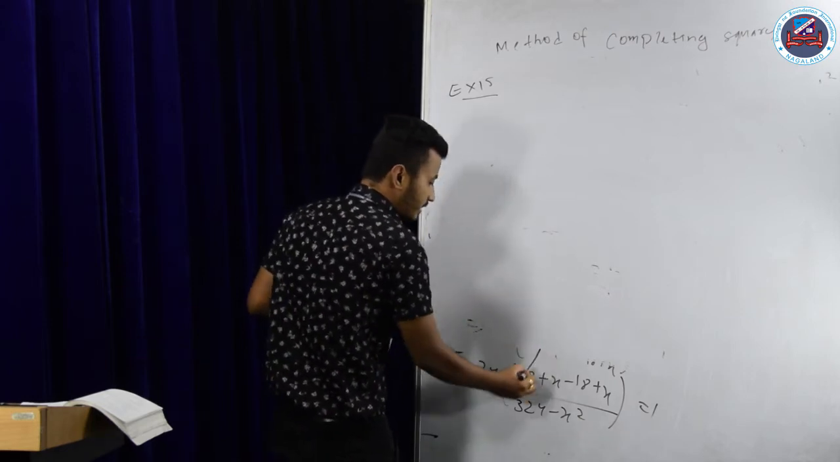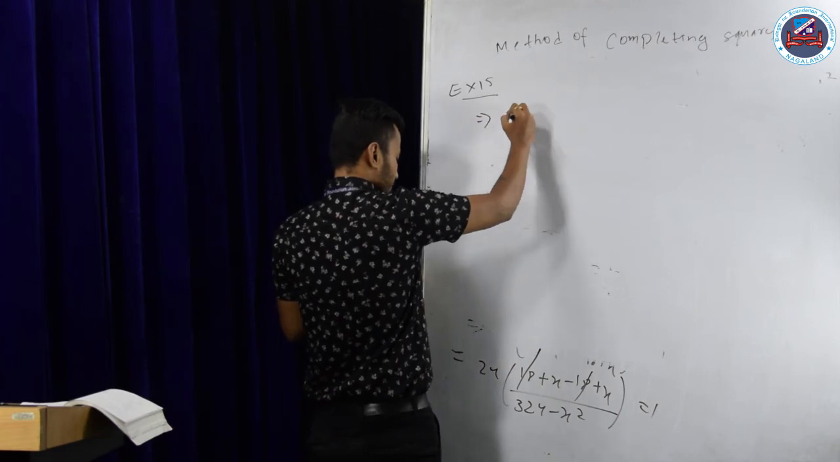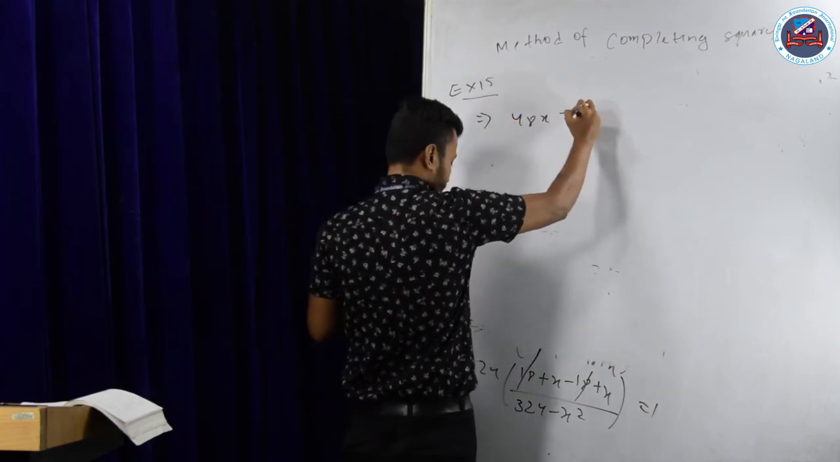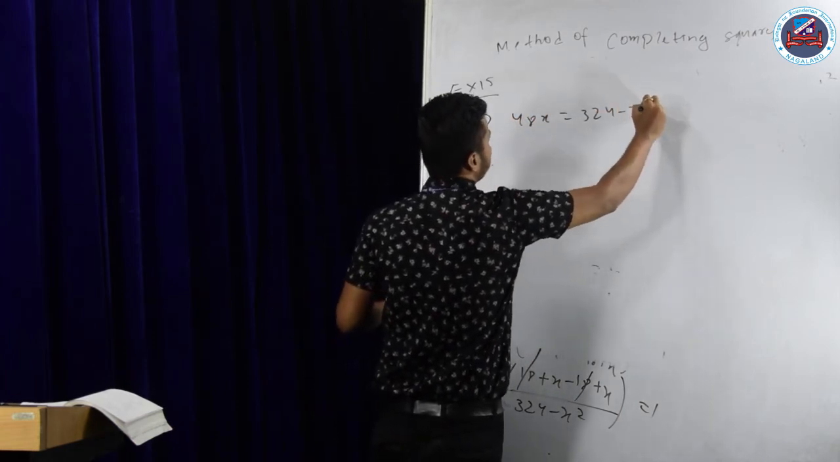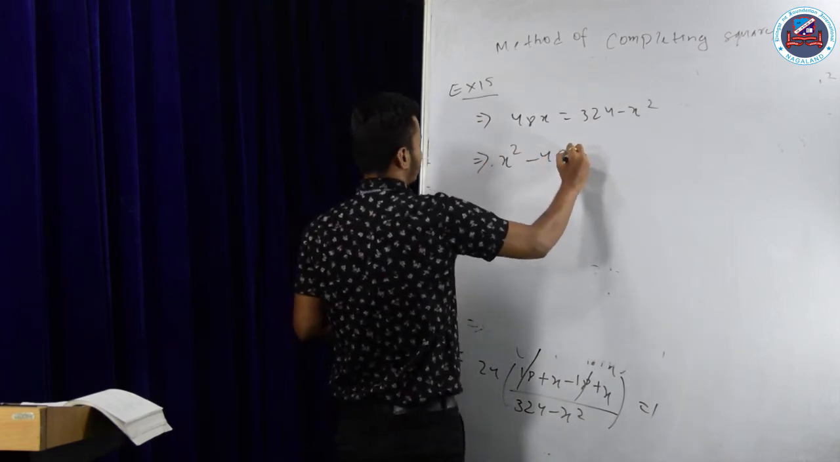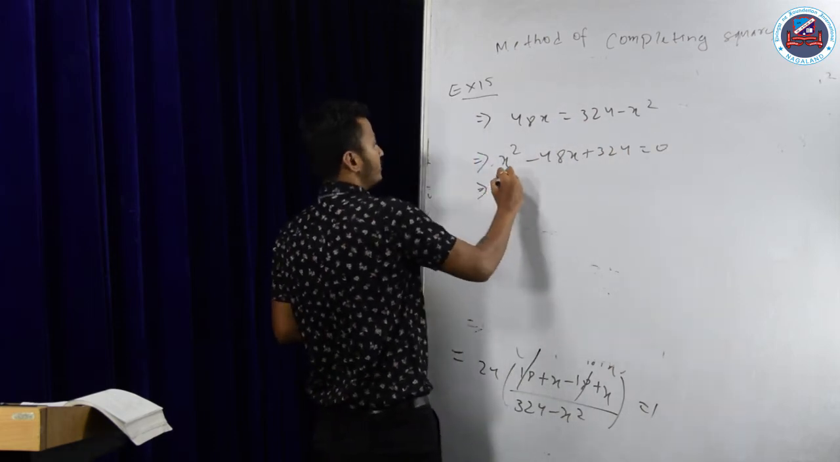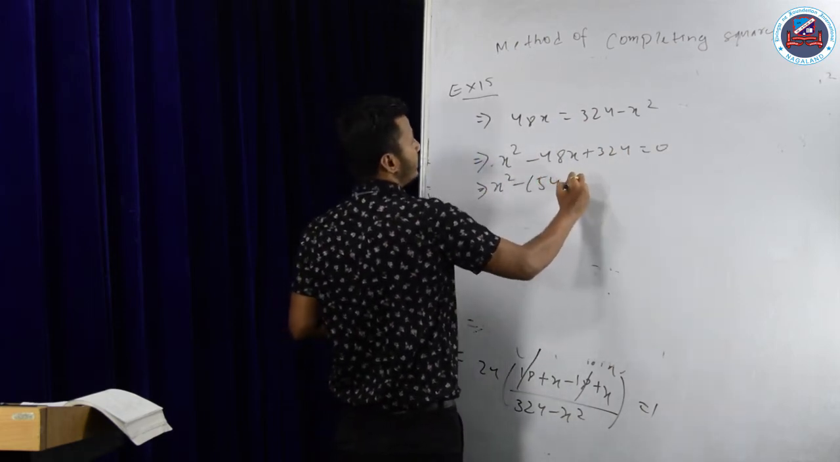Now here I can cut 18 and 18. So I get here 48x equals 324 minus x square. Take everything on one side. Using middle term factorization, I can do it.